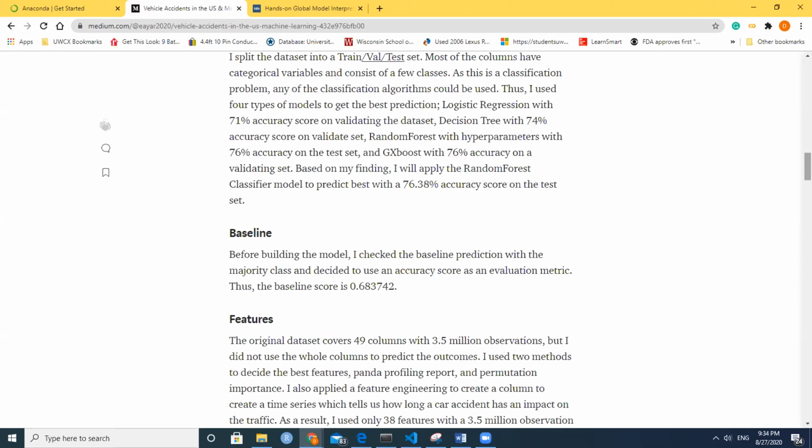I used 4 different classification models in order to get the best accuracy score on my validation data. Based on the majority class, 68% of car accidents are low severity, and I chose accuracy score as my evaluation metric. The best score I got on my test set is 67% accuracy with the random forest classifier model with hyperparameter optimization.